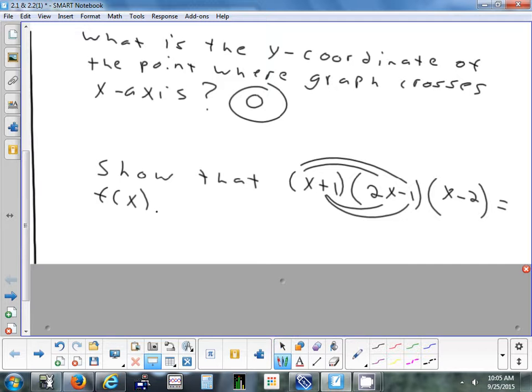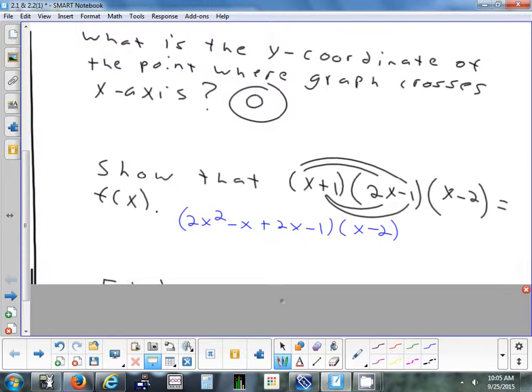So let's do it out for the first 2 sets of parentheses. We're going to get x times 2x is 2x squared. X times negative 1 is negative x. 1 times 2x is 2x. And 1 times negative 1 is negative 1. We'll combine our like terms and then distribute that out to x minus 2. So we're going to get 2x squared plus x minus 1 times x minus 2. Now we'll distribute one more time.